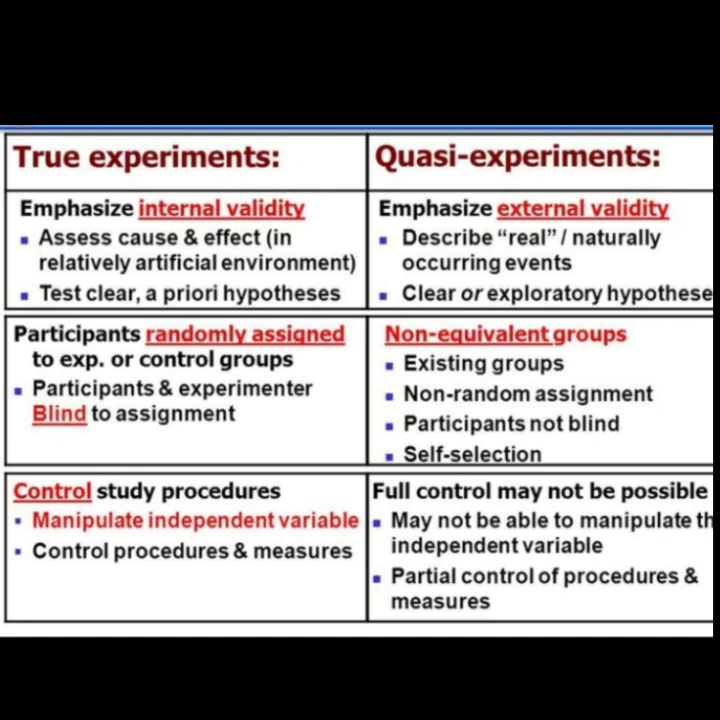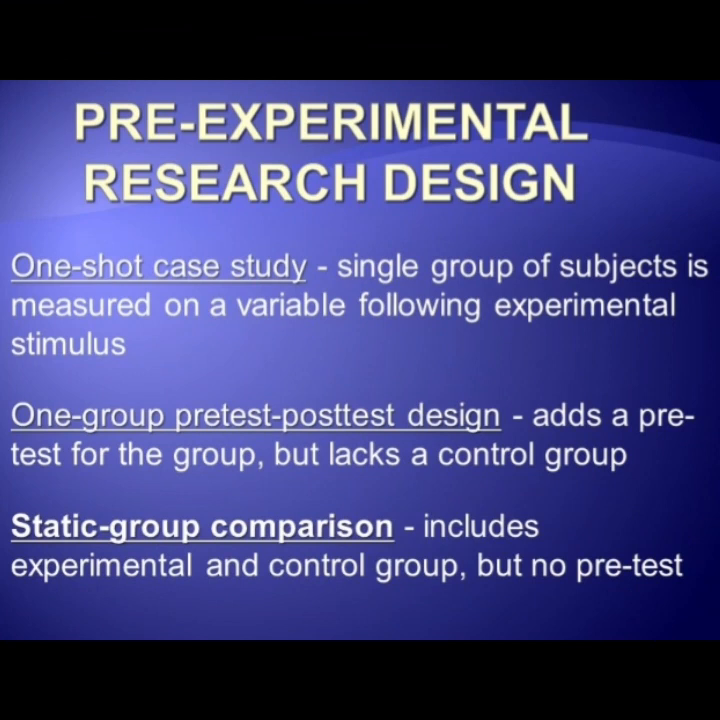Pre-experimental designs are classified depending on whether there is an involvement of one or more groups, and whether the groups are post-tested only or both pre-tested and post-tested. The one-shot case study: a single group of subjects is measured on a variable following an experimental stimulus. The one-group pre-test post-test design adds a pre-test for the group, but lacks a control group. The static group comparison includes experimental and control groups, but no pre-test.